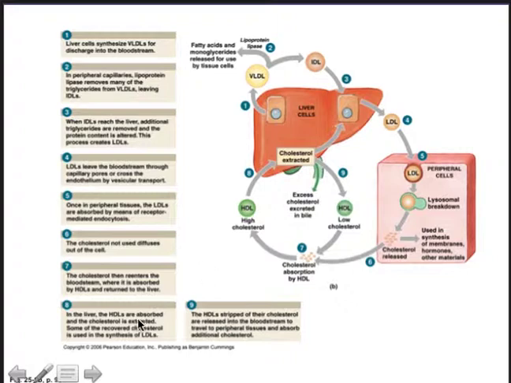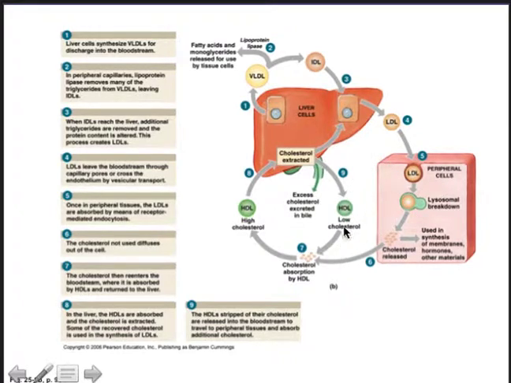In the liver, the HDLs are absorbed and the cholesterol is extracted. Some of the recovered cholesterol is used to synthesize LDLs, and some of it is used to make bile. And then finally, the HDLs, stripped of their cholesterol, are released into the blood to travel to the peripheral tissues and absorb additional cholesterol. So when these are in high amounts, we're getting cholesterol out of the blood and we're primarily in fat breakdown mode.